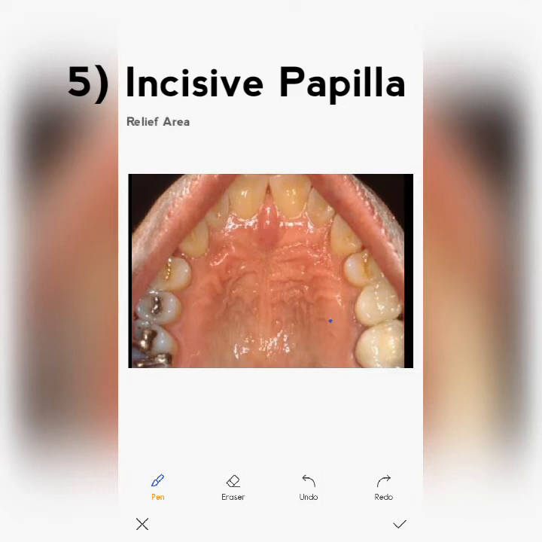If you apply pressure on this area, or if the denture applies pressure on this area, then the patient could come with the complaint of burning sensations or pain, soreness, or even paresthesia. Why? Because if you apply pressure, then the nerves and the vessels passing through that foramen get compressed, and so they don't function well. So obviously the sensations are lost. So this area is a relief area.